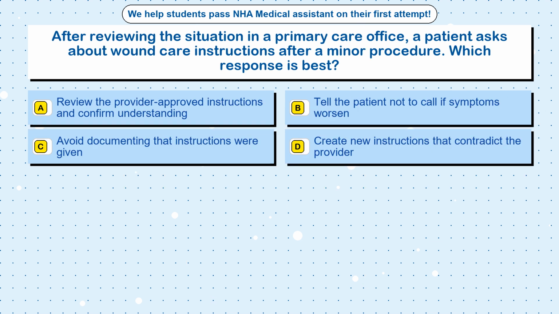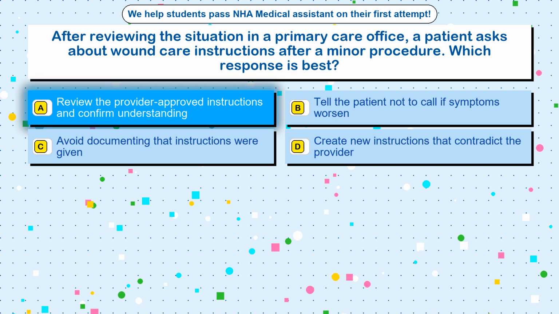Question 19. After reviewing the situation in a primary care office, a patient asks about wound care instructions after a minor procedure. Which response is best? Option A, review the provider-approved instructions and confirm understanding. Option B, tell the patient not to call if symptoms worsen. Option C, avoid documenting that instructions were given. Option D, create new instructions that contradict the provider.